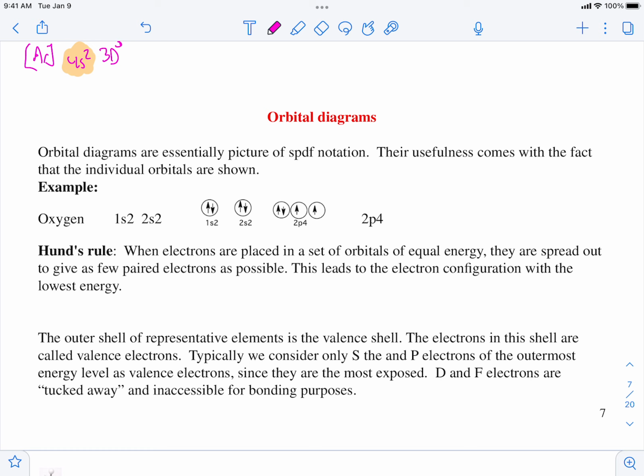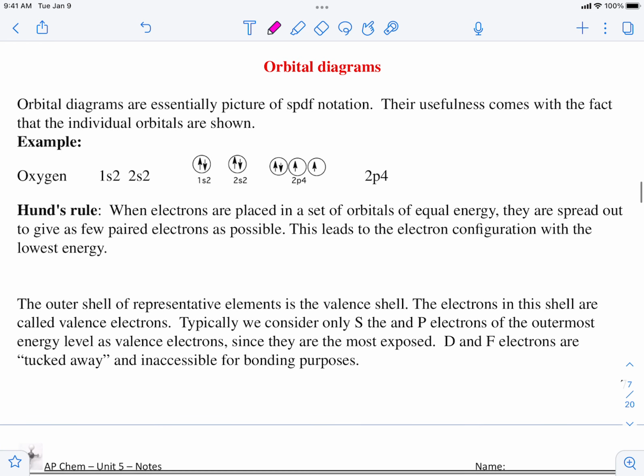So, from a practical standpoint, SPDF notation is a way of counting electrons. It's fine. But what's more useful is a pictorial representation. So we draw what are called orbital diagrams. Because you know that s's have 1 orbital, p's have 3 orbitals, d's have 5, and f's have 7, if we draw out orbital diagrams, this gives us a better picture of what's going on with the electrons and allows us to make better predictions of what's going to happen, how they're going to react, what they're going to do. So in this first example here, oxygen: 1s2, 2s2, 2p4.